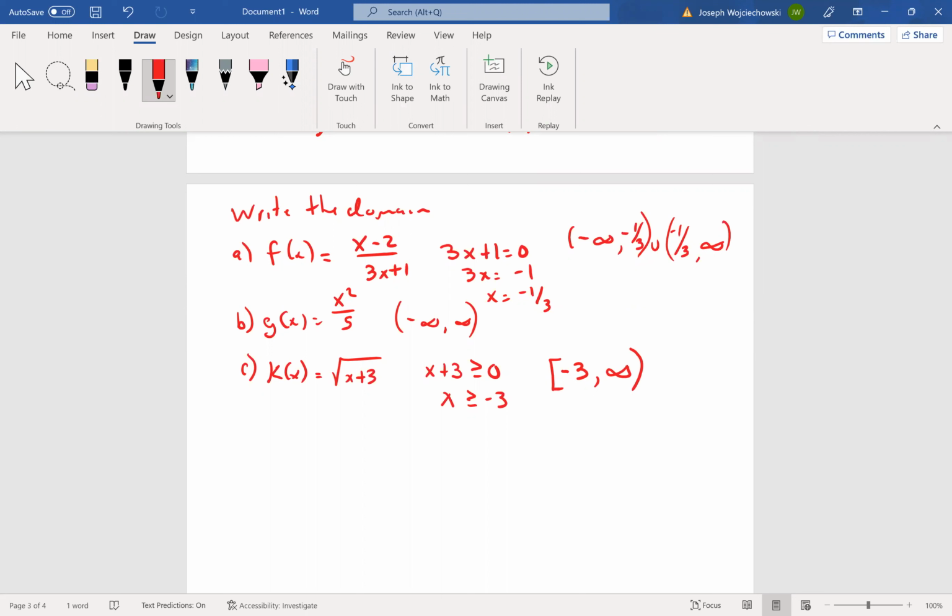Okay, last one. We have p of x equals 2x squared plus 3x. Again here, we have no fractions with a variable in the denominator. We have no radicals or radicands. So we're good here. This can be any real.